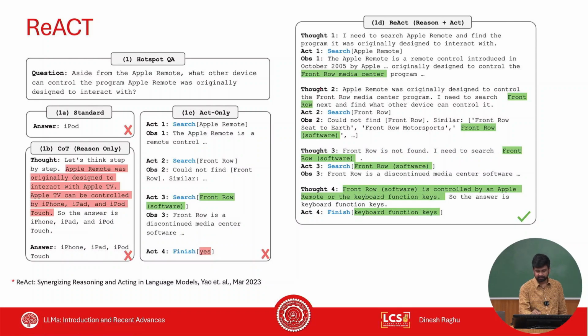So here, the thought after the first search result is: Apple Remote was originally designed to control the Front Row media center program. And then it says, I need to search for Front Row next and find what other device can control it. So far it's right. So then it searched for Front Row, and then it got some output from Wikipedia, and then it says Front Row is not found. I need to search for Front Row software, right? And so until here, even Act got it right. And then the final thought was Front Row software is controlled by Apple Remote or keyboard function keys. So the answer is keyboard function keys, right? So the novelty here is just combining CoT and Act together. That's about it.